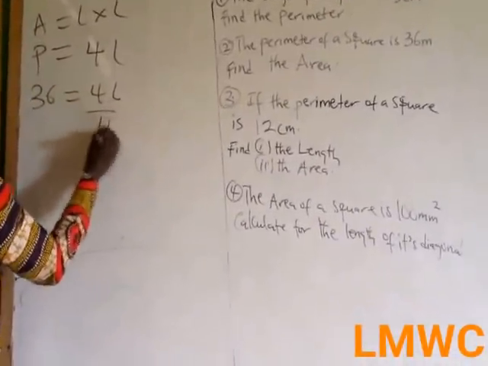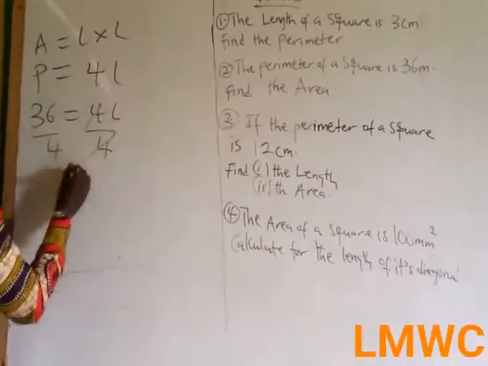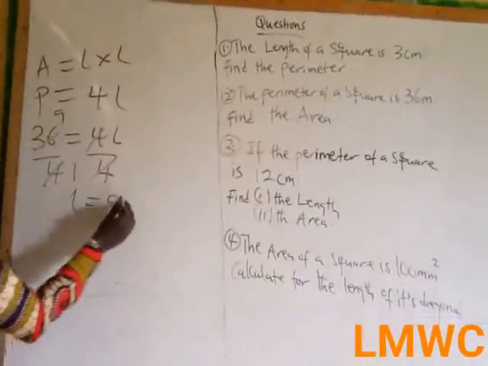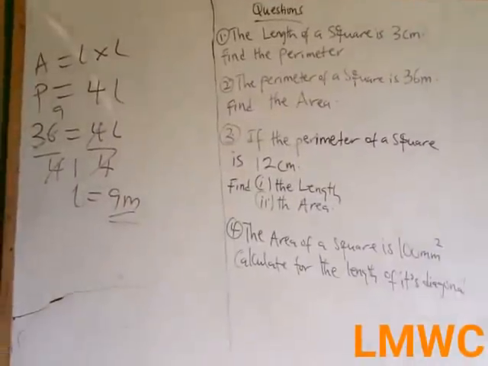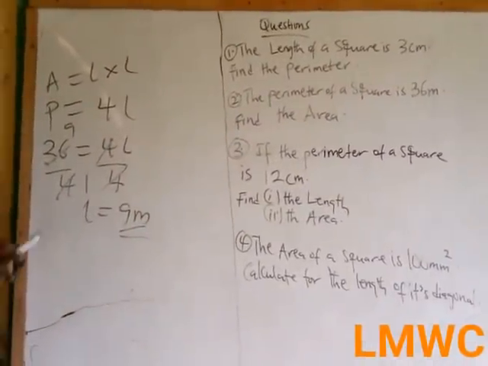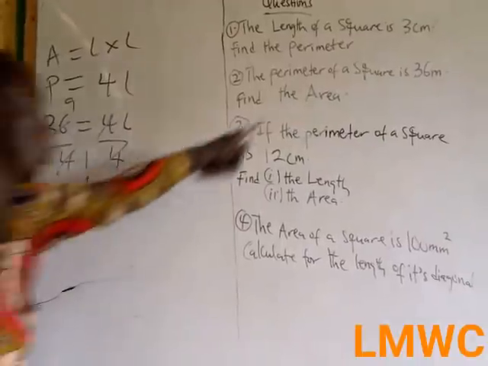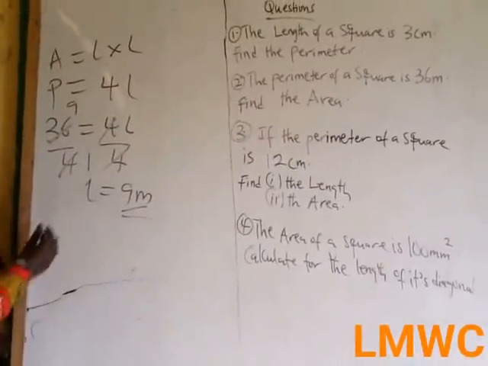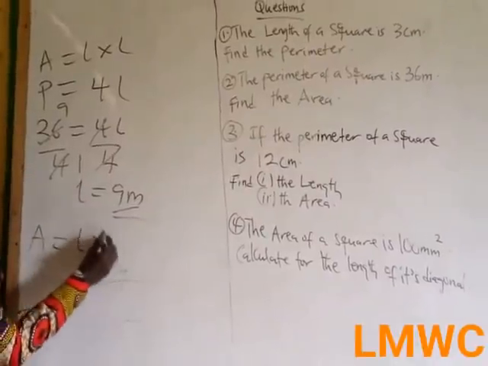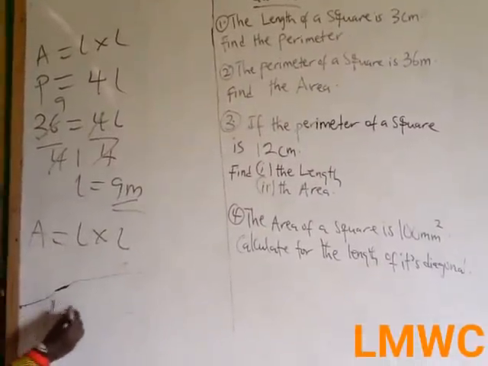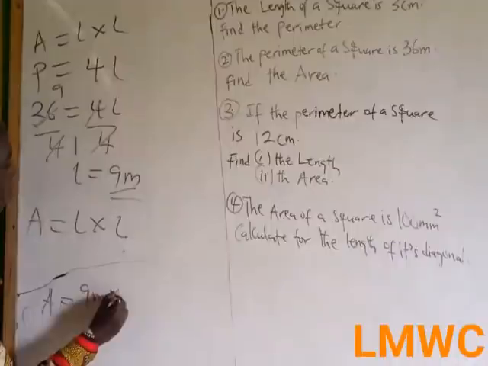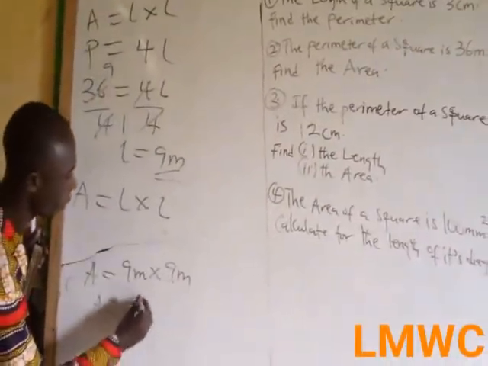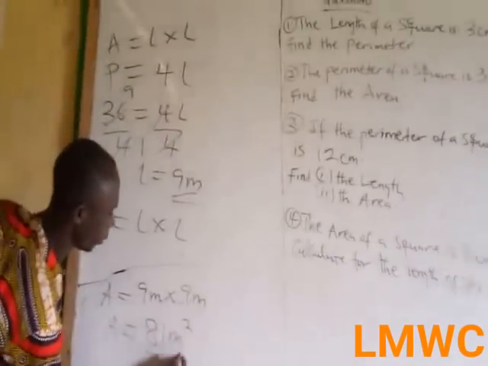You divide 36 by 4. We have our L to be 9. So the length is 9 meters. Now you have been asked to find the area. We don't want the length, but to get your area, you should first find your length before you get your area. So area is equal to length times length. A is equal to 9 meters times 9 meters. And 9 meters times 9 meters, we have 81 meters squared.